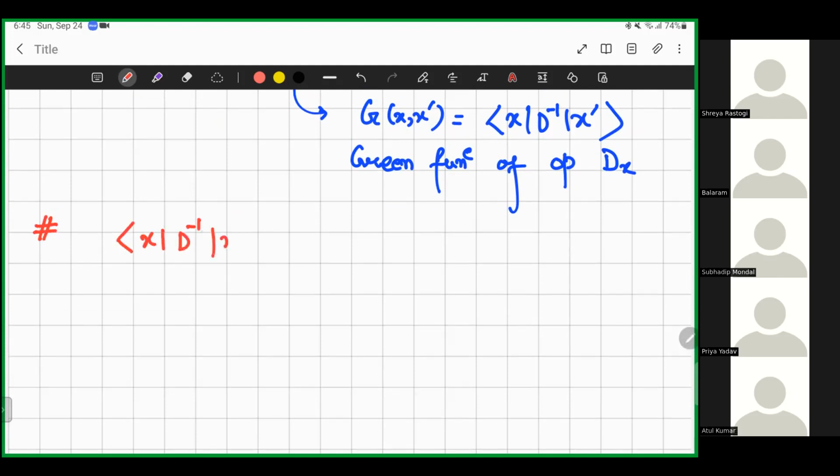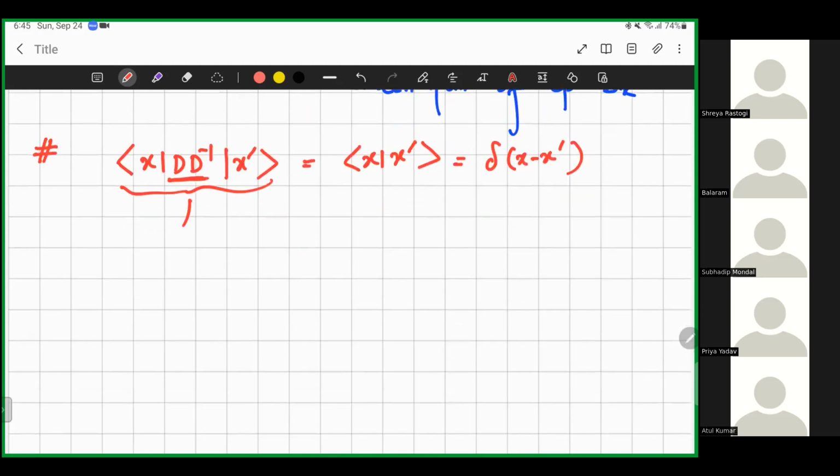So as this is the Green function, we have written already. But we can think like this. So if we write D inverse x', so D D inverse is identity. So it will be essentially this, and it is just the delta function. Okay.